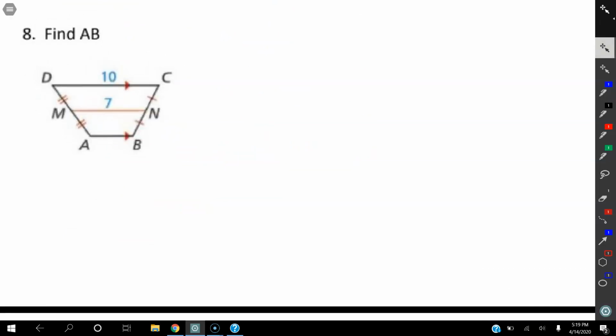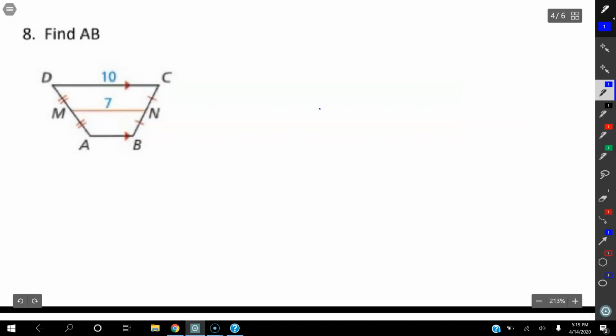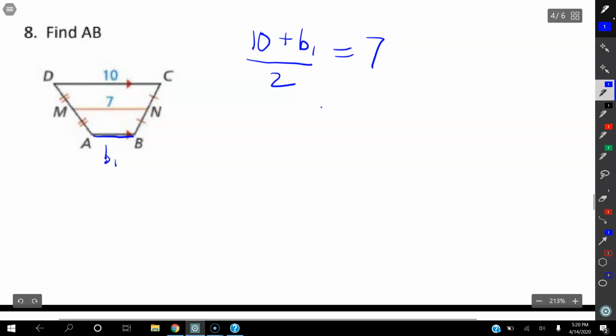Number 8, find the length of AB. So find the length of AB. And so AB is this little bottom base. So a couple different ways you could do it. You could get all fancy and set this up as base number 1. And then you could use an algebra formula and say that the top base plus the bottom base divided by 2 has to equal the median. And you could solve that algebraically. So I could multiply both sides by 2 and I'll get 10 plus base number 1, which we're missing, is 14, minus 10 from both sides, and get B1 equals 4.